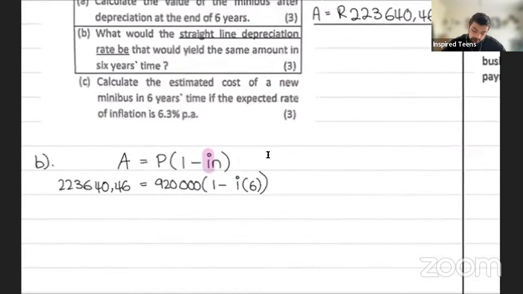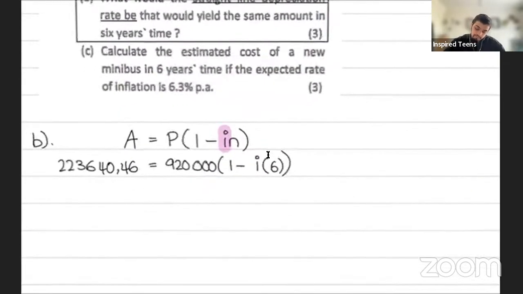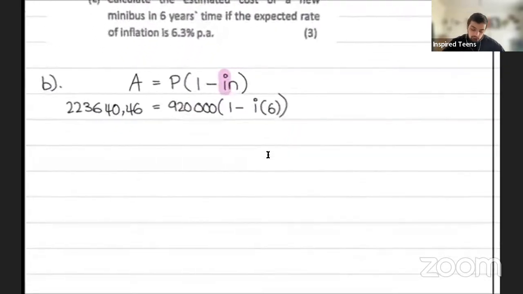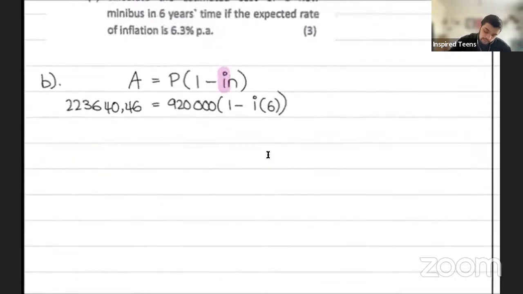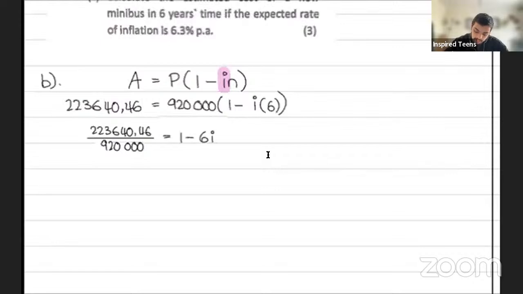Okay, so I hope this makes sense. The after amount is what we actually know, and I is what we want to calculate. So now we can take this over as division. So it becomes 223,640.46 divided by 920,000. Then on this side we'd be left with 1 minus 6I.